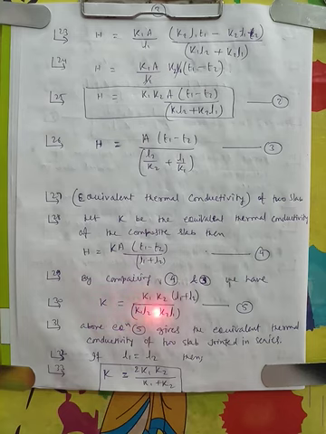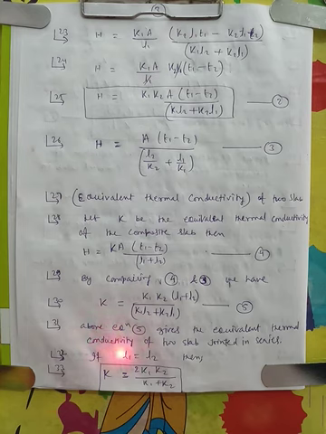Now if we compare equation 4 and equation 3, by equating these two equations, because the rate of heat flow is the same for both, we get K is equal to K1 K2 (L1 plus L2) divided by (K1 L2 plus K2 L1). Say this is equation 5.